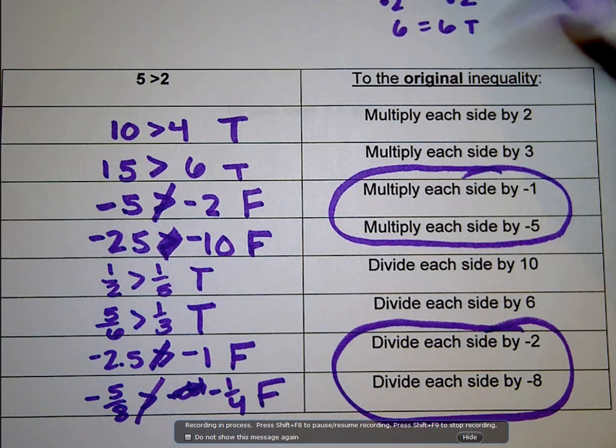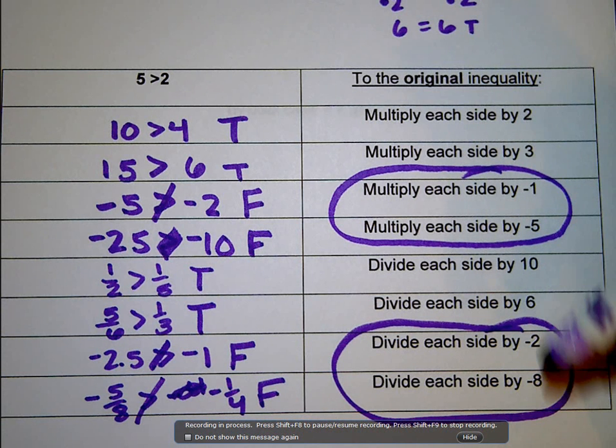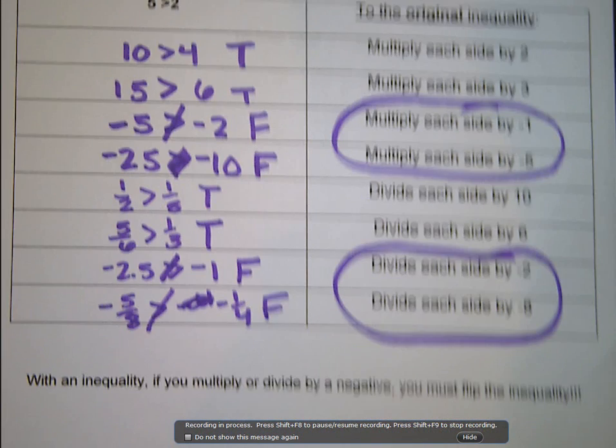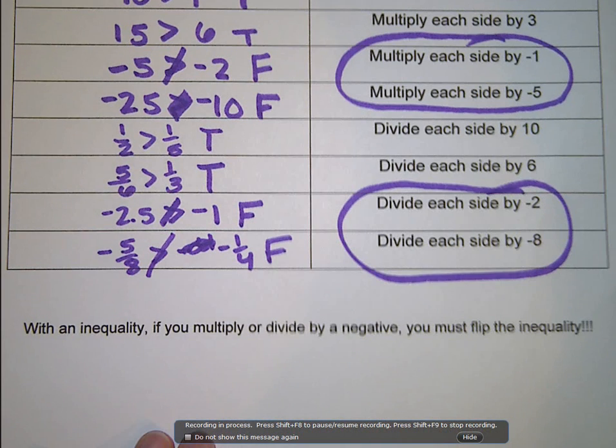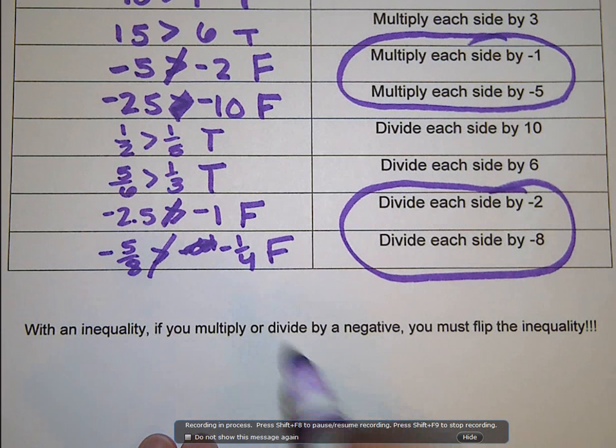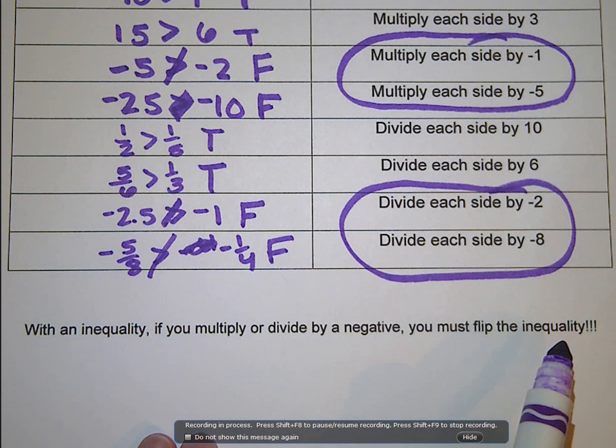So what do you notice about all of these? Well, in every single one of these, I'm either multiplying or dividing by a negative. So when you are solving inequalities and you are multiplying or dividing by a negative, you must flip the inequality to keep it true. So I'm going to let you go ahead and write that down. I'll give you some time to write that down.